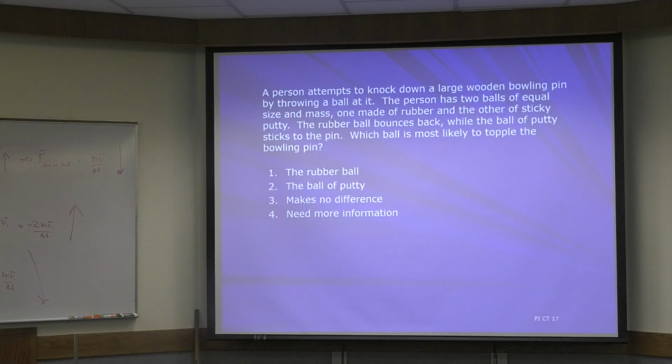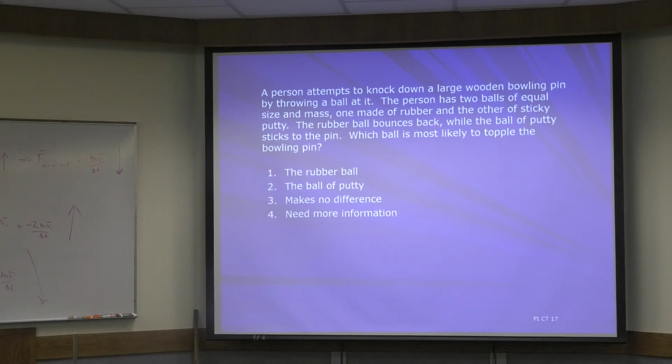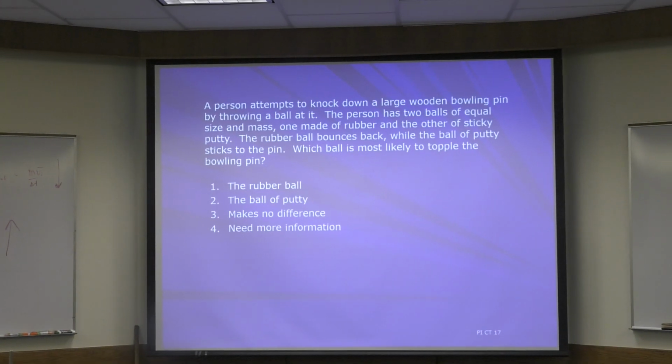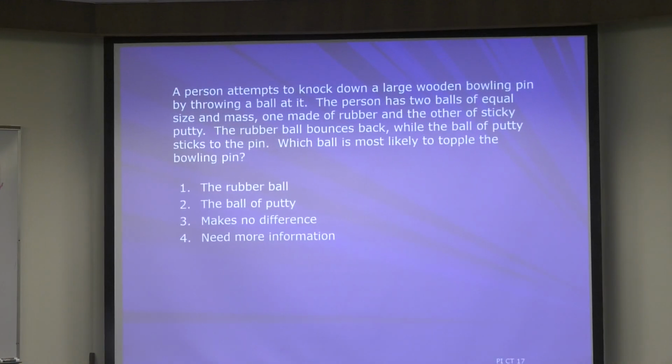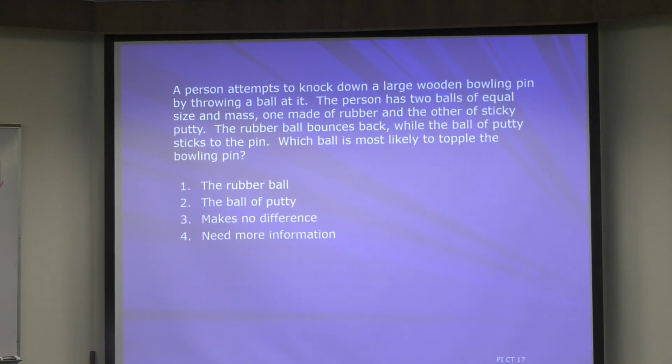Okay, so here's a question for you. And you're going to use this, right? A person attempts to knock down a large wooden bowling pin by throwing a ball at it. The person has 2 balls of equal size and mass, one made of rubber and the other of sticky putty. The rubber ball bounces back while the ball of putty sticks to the pin. Which ball is most likely to topple the bowling pin? So pause your video and figure it out.